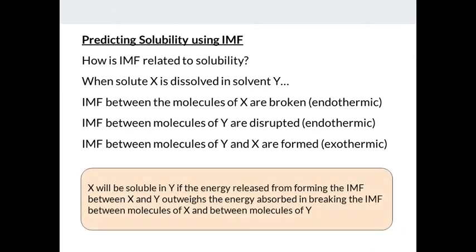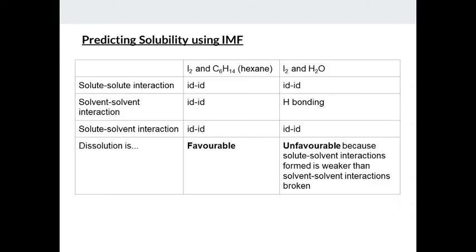So we say that X will be soluble in Y if the energy released from forming the intermolecular forces between X and Y outweighs the energy absorbed in breaking the intermolecular forces between molecules of X and between molecules of Y. Let us take a look at two examples: dissolving iodine in hexane and dissolving iodine in water. When we dissolve iodine in hexane, we are overcoming ID-ID interactions between the iodine molecules, disrupting ID-ID interactions between the hexane molecules, and forming ID-ID interactions between iodine and hexane molecules. Overall, this works out to be favorable.